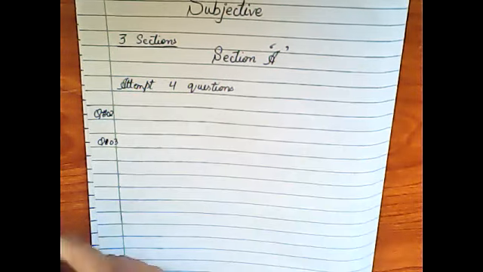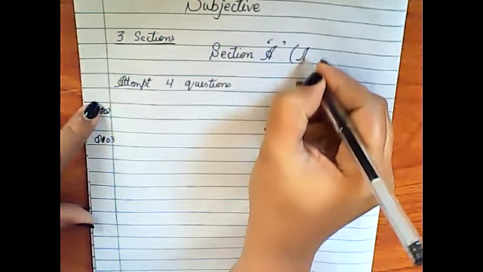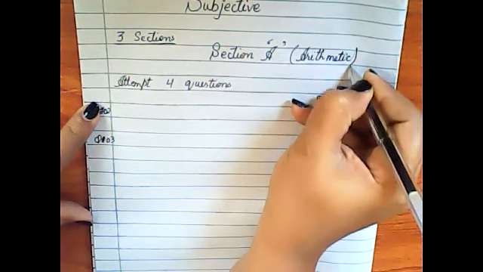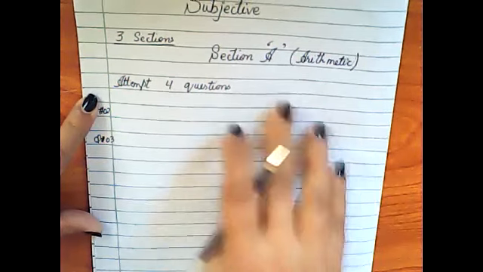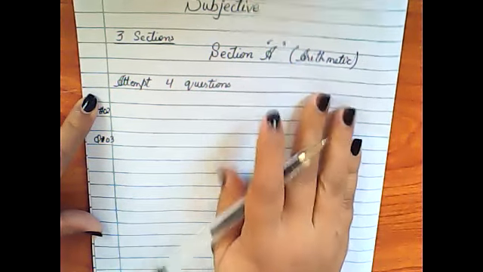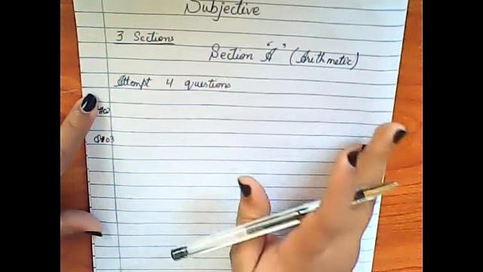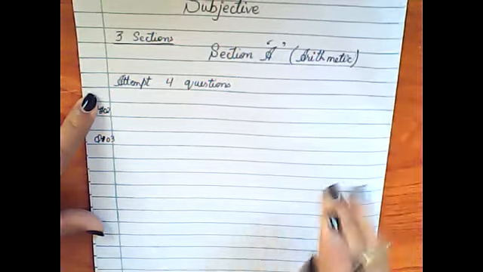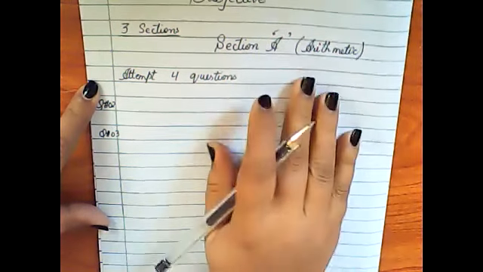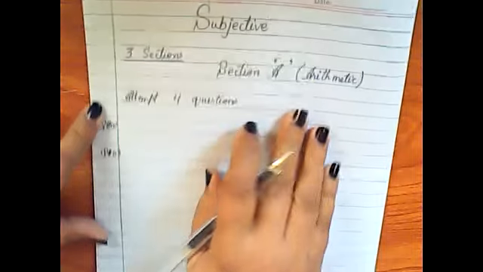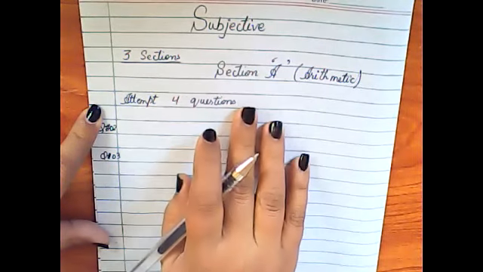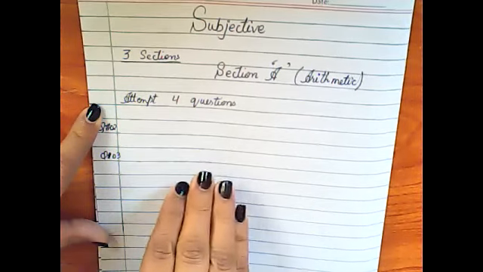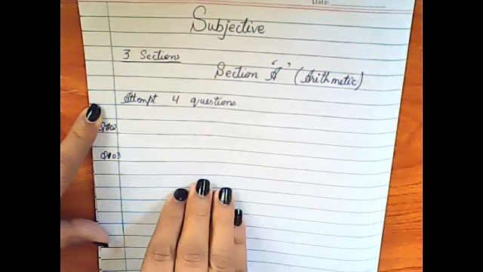Now your section A belongs to the arithmetic portion. I'm repeating again, section A belongs to the arithmetic portion. So chapter 2 and chapter 3 will be included in the arithmetic section. Now, in the arithmetic section, or in the subjective portion, you have to solve each and every step here.